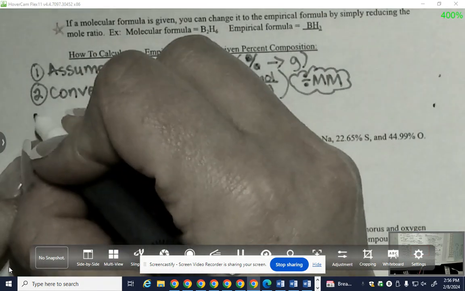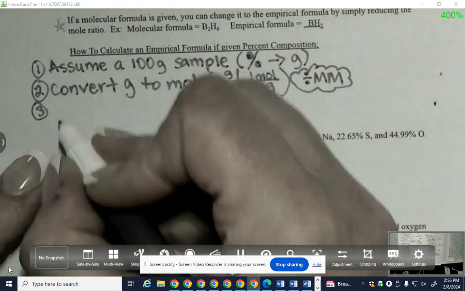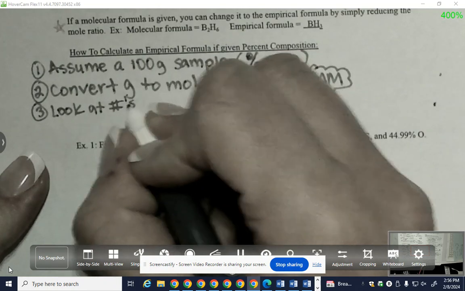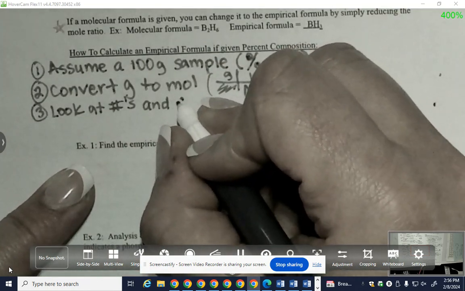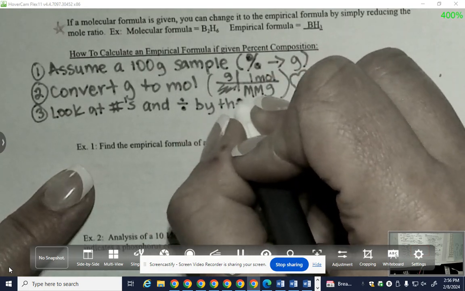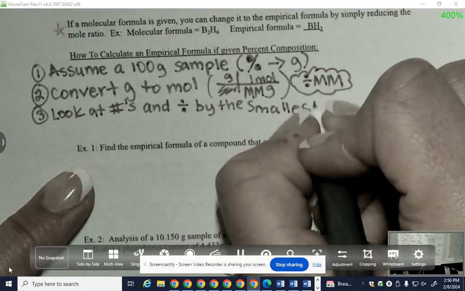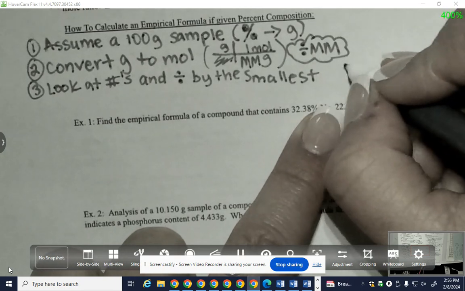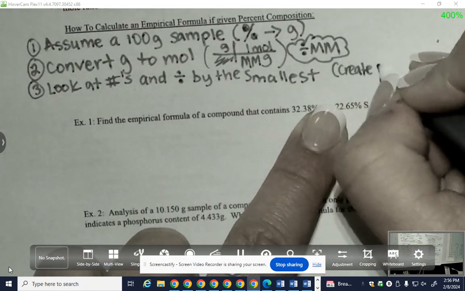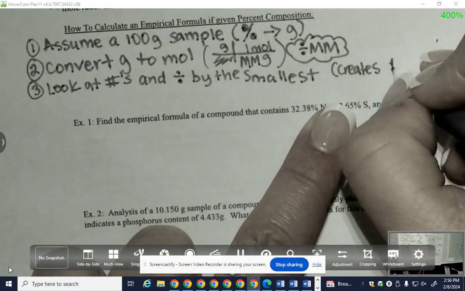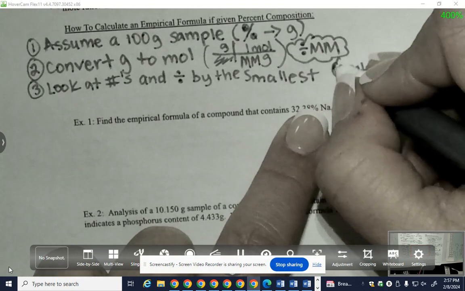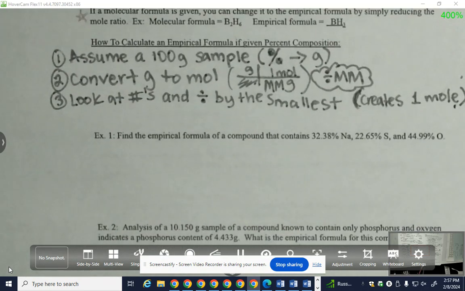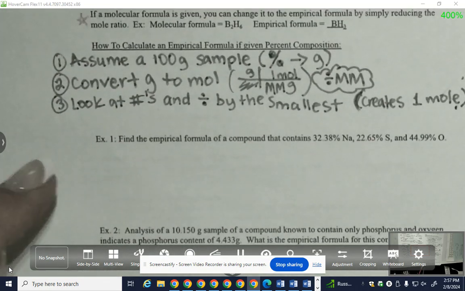Okay, number 3. You're going to look at your numbers and divide by the smallest. Okay? You're going to look at your numbers. You're going to divide them all by the smallest. What this does for you is it creates 1 mole of something, meaning a 1 for a subscript. All right? Because remember, empirical formula and molecular formulas, we're looking to create the chemical formula with all those little subscripts. Okay? So this creates 1 mole for you.